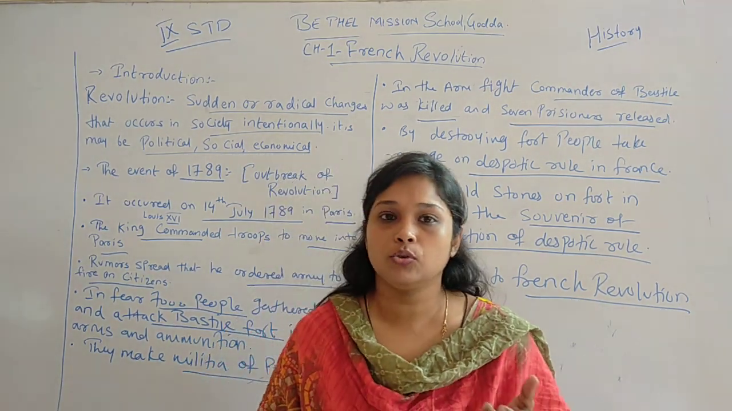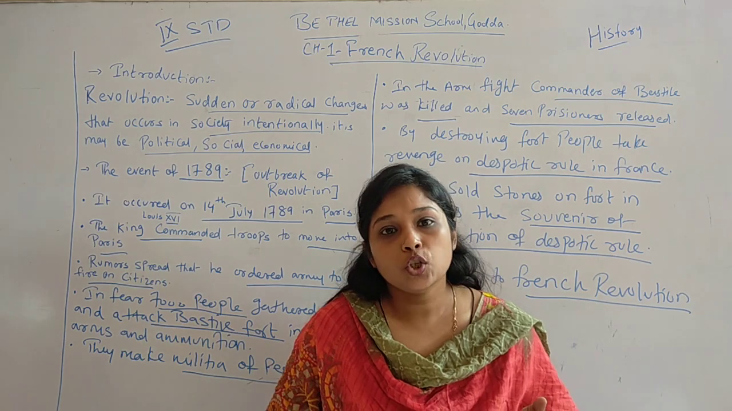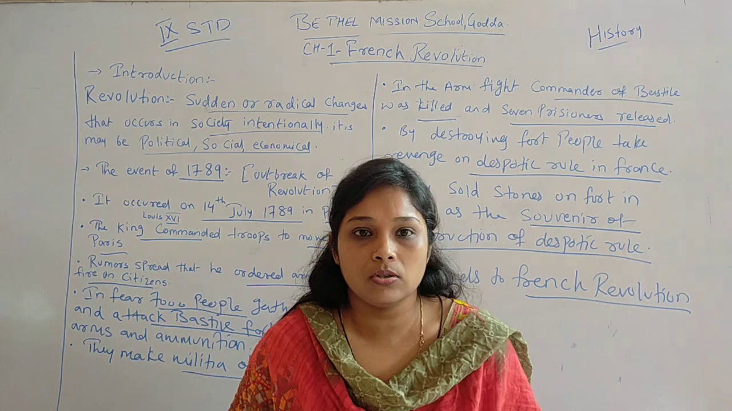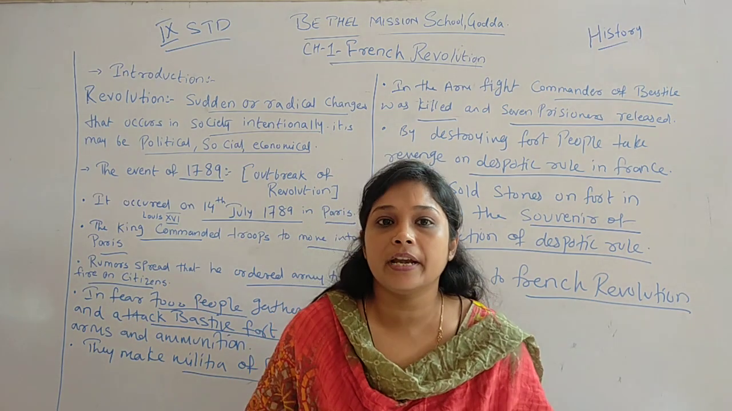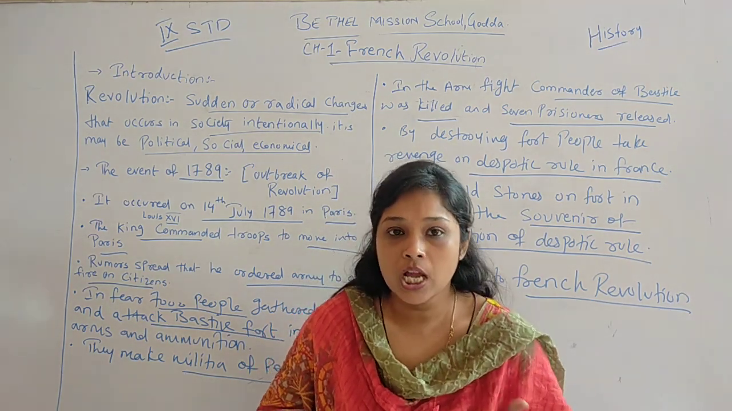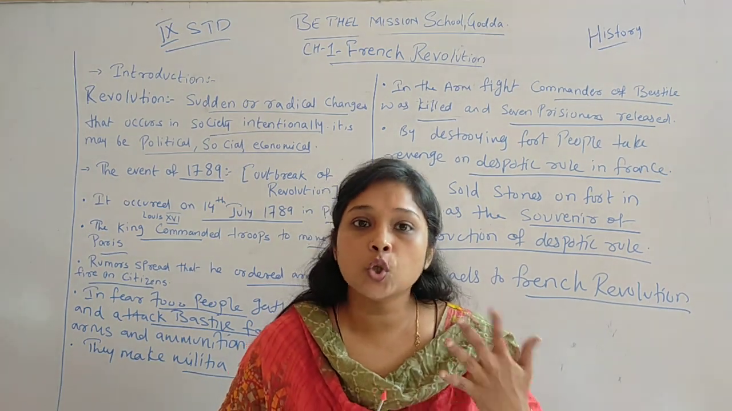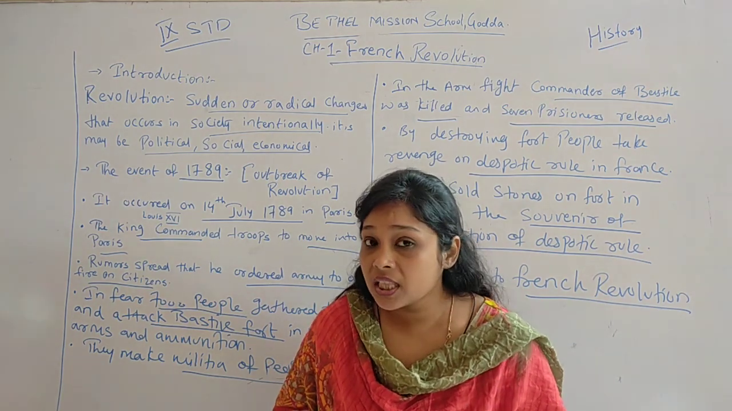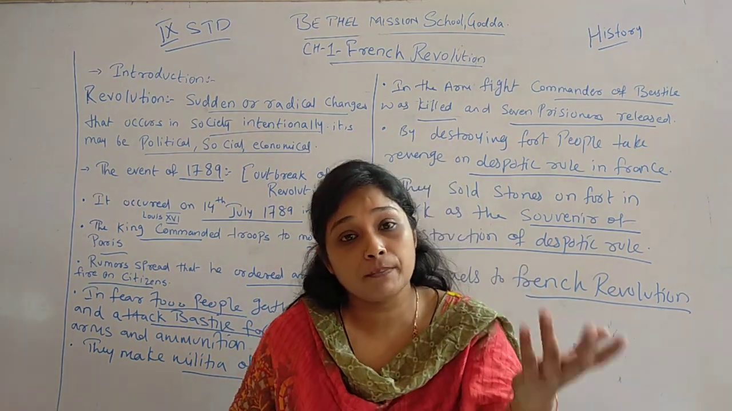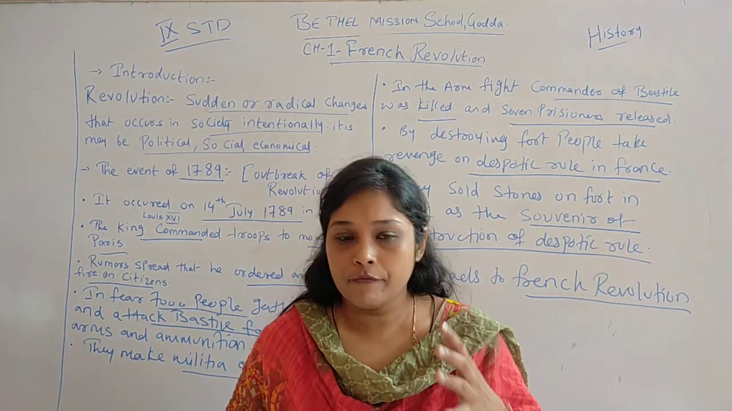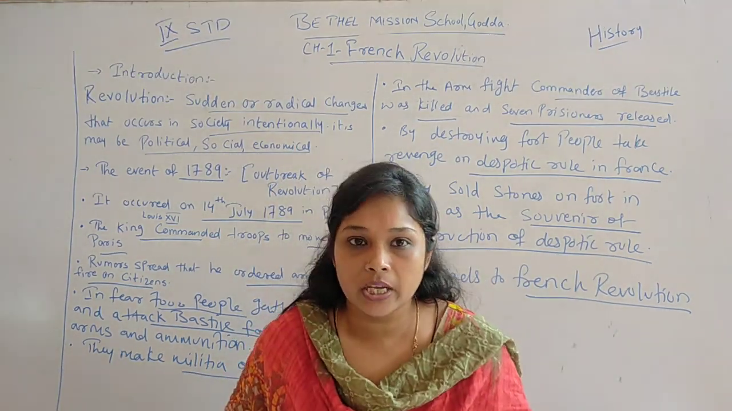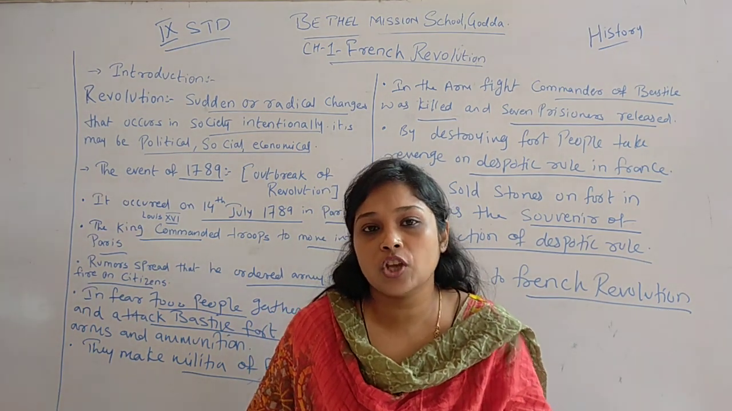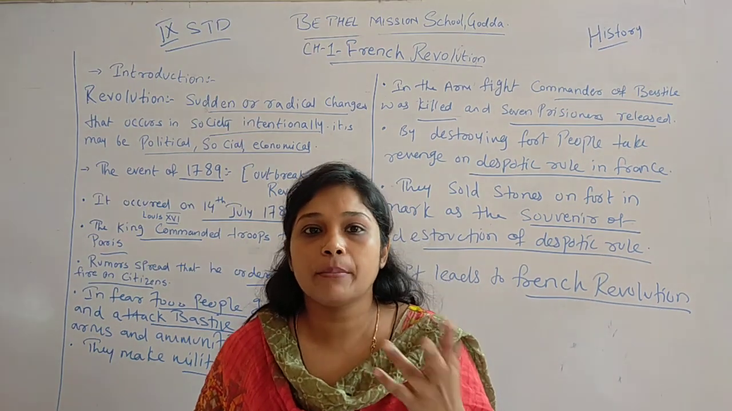In the same way, when we are talking about social revolution, it means we intentionally want to change something in our society. Like so many social evils there are in our society. Sati system was there before. Child marriage is also there. Many social reformers like Raja Ram Mohan Roy, Jyotiba Phule, Mahatma Gandhi is also a social reformer, Dr. Baba Sahib Ambedkar, they put in an effort to change social evils in our society.